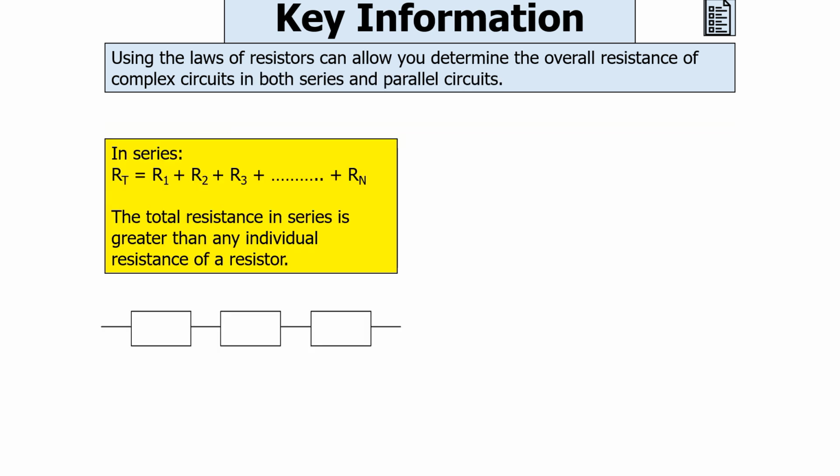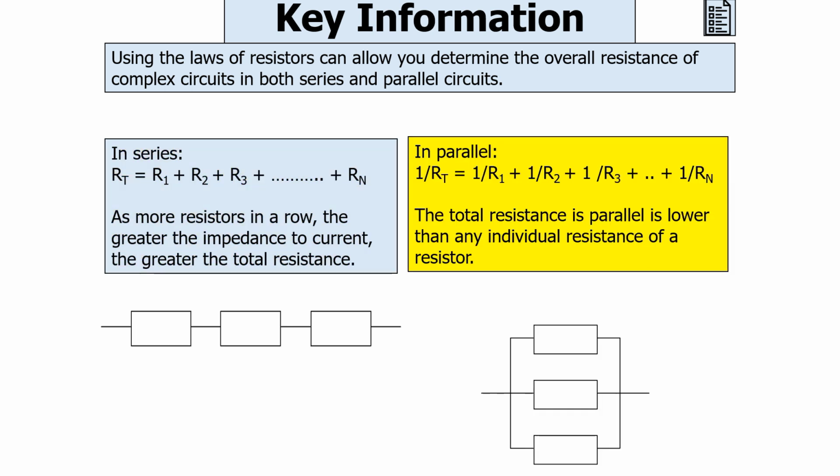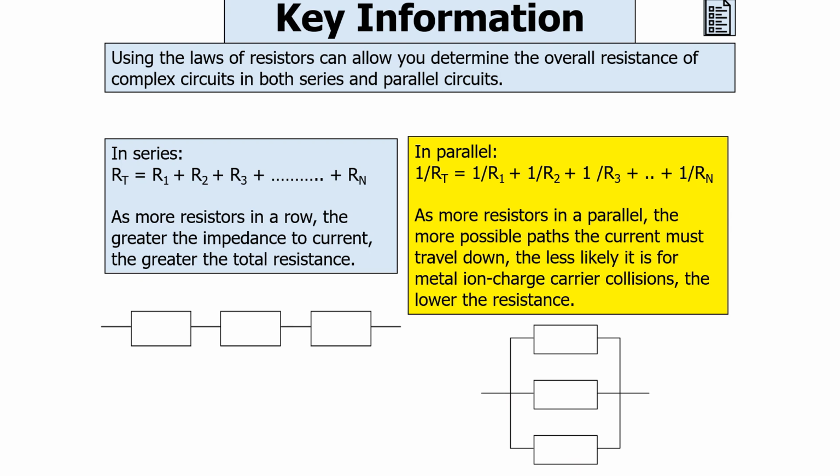To clarify, in series, RT is R1 plus R2 plus R3 plus Rn, so the total resistance in series is greater than the individual resistance of a resistor. As there are more resistors in a row, the greater the impedance of the current, the greater the total resistance. Whilst in parallel, 1 over RT is equal to 1 over R1 plus 1 over R2 plus 1 over R3 plus 1 over Rn. So the total resistance in parallel is lower than any individual resistor, because the more possible paths there are for the current to travel down, the less likely it is for metal ion and charge carrier collisions, and the lower the resistance.